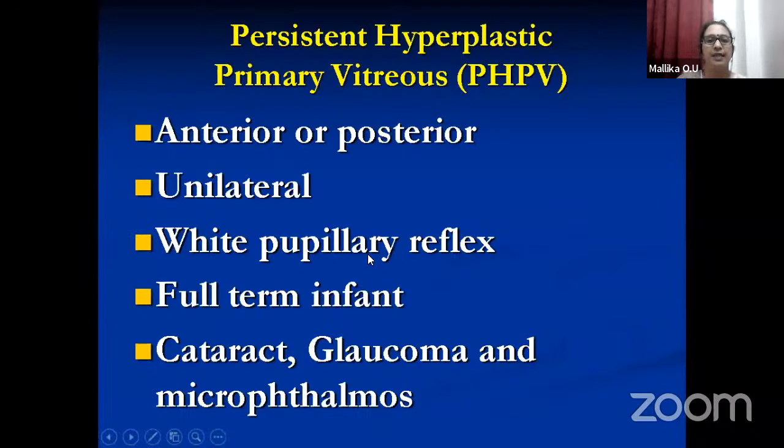So, persistent fetal vasculature is a condition that can lead on to a white reflex from the pupillary area. It occurs in a full-term infant in comparison with retinopathy of prematurity, which is another condition that can lead on to white reflex from the pupillary area because of the tractional retinal detachment. In contrast to retinopathy of prematurity, which occurs in premature infants, this occurs in a full-term infant and it is unilateral. The other one, retinopathy of prematurity, is bilateral. And the patient can have cataract, neovascular glaucoma, and sometimes microphthalmos.